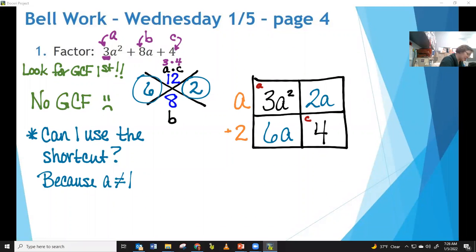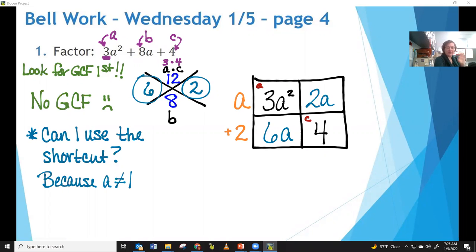Positive 2. And we know it's going to be positive because we look at the box that it's touching. This is touching the 6a box. If that's positive, then the sign that we pull out is positive. All right, we did the top 2, we did the bottom 2.